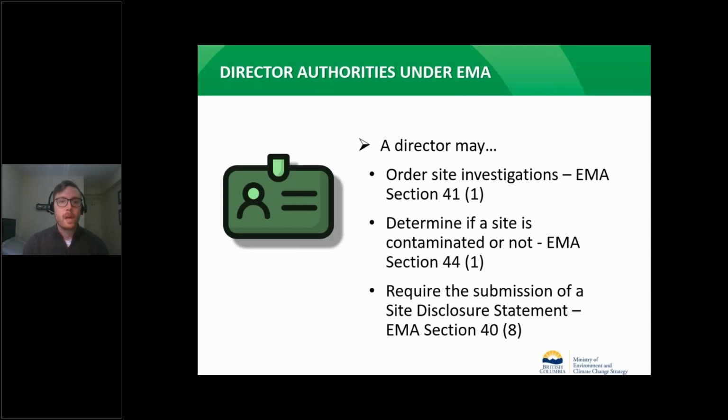In the next few slides, I'll provide examples of the authorities given to a director under the Act. Under EMA Section 41.1, a director may order an owner or operator of a site to undertake a preliminary site investigation or a detailed site investigation and to prepare a report of the investigation under specified conditions and terms. Under EMA Section 44.1, a director may determine whether a site is a contaminated site. If the site is a contaminated site, the director may determine the boundaries of the contaminated site. And under EMA Section 48, the director may order a person to prepare and provide a site disclosure statement.